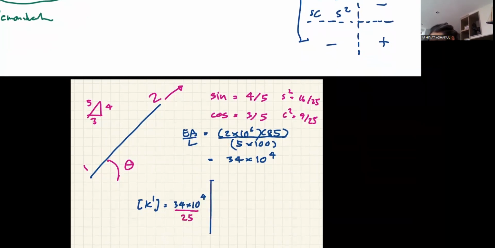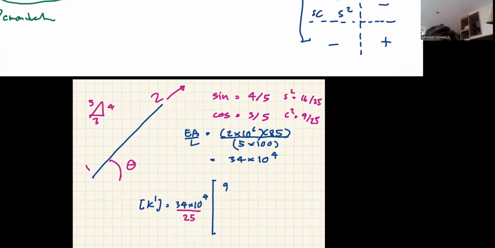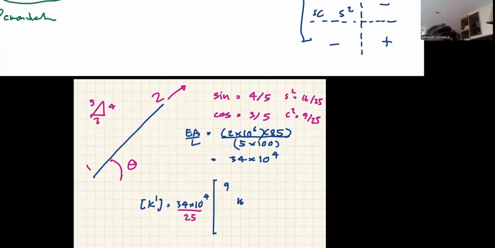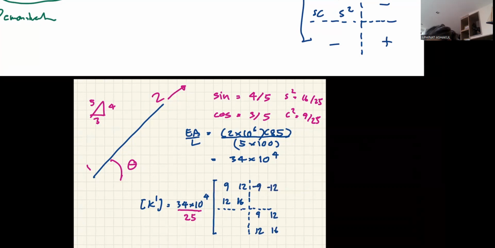The cosine square is 9, sine square is 16, and in between is 12. You do it like this, you should not get it wrong. That's one quadrant done. So here is 9, 12, 12, and 16. And the rest will be the negative ones. See how easy that is? Minus 9, minus 12, minus 12, and minus 16. And here is minus 9, minus 12, minus 12, and minus 16.